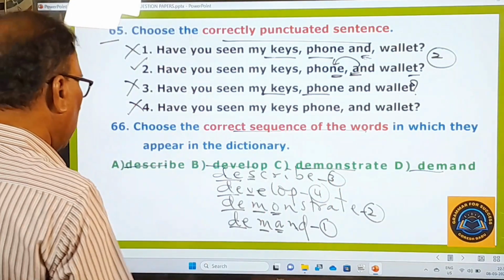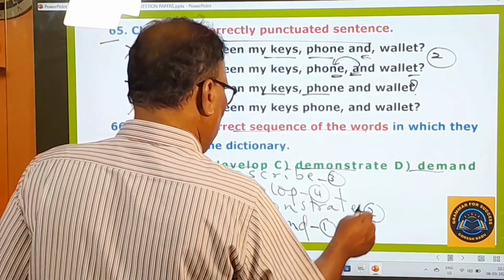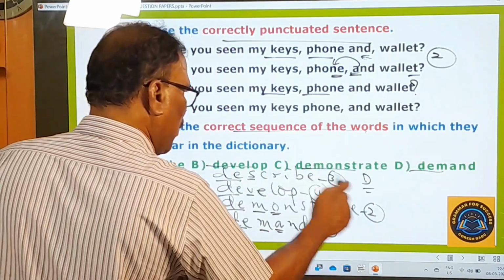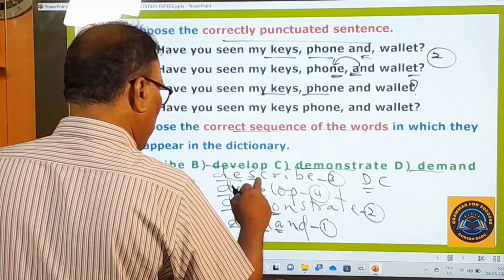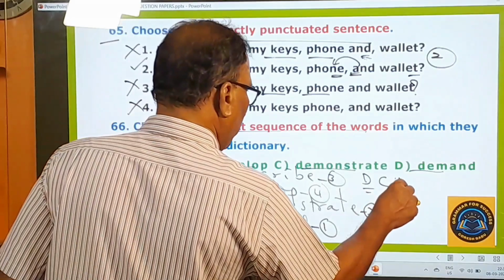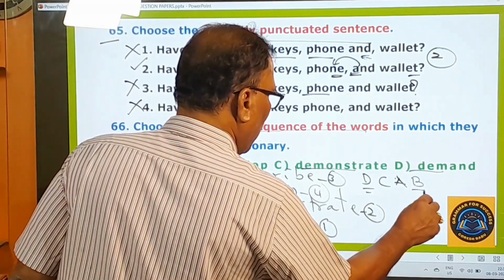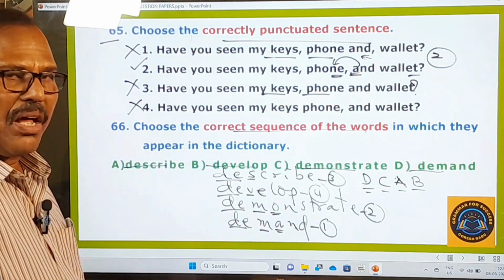So now let us arrange them in an order. Demand. So D should be the first one, and then comes demonstrate. C should be the second one, and then comes describe. That A should be the third one, and develop, B should be the last one. So D, C, A, B must be your order of the words.